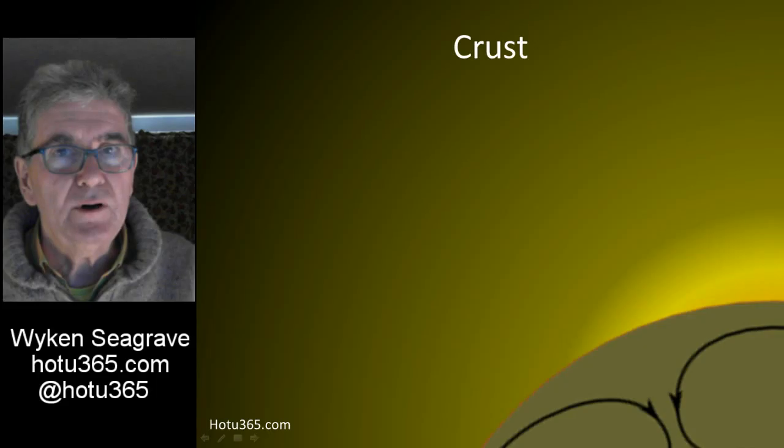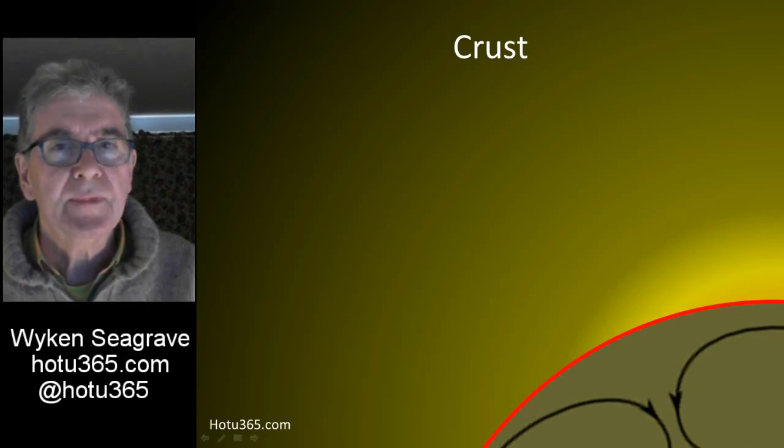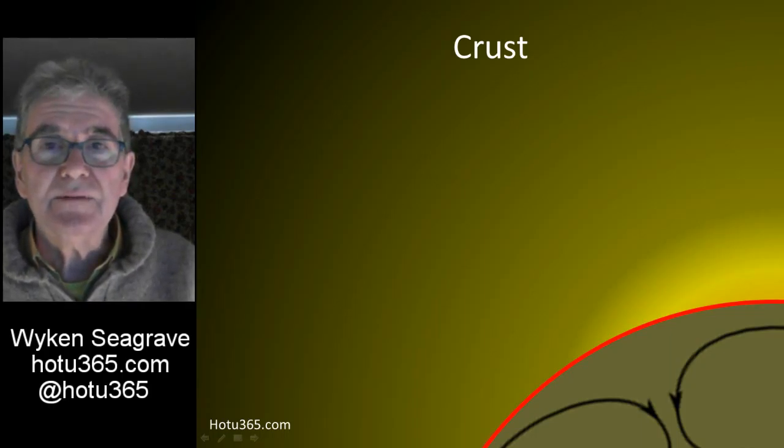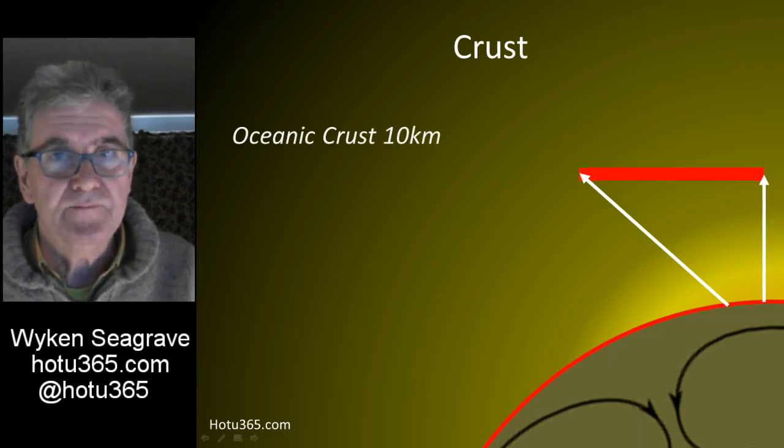Now we will look at the thin scum of hard, fragile rock which formed on top of the mantle. This is called the crust, shown here in red. Notice how thin it is compared to the rest of the Earth. It consists mostly of a layer about 10 kilometers thick called the oceanic crust.